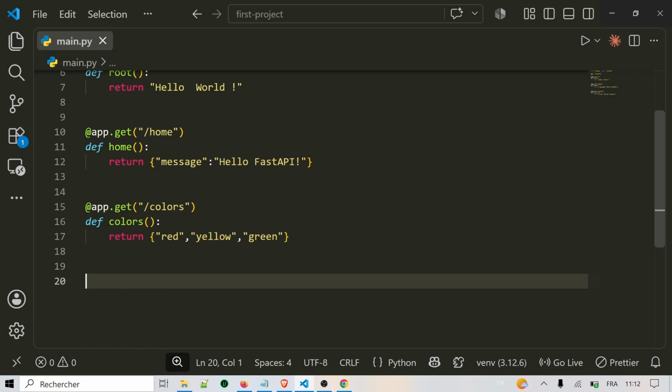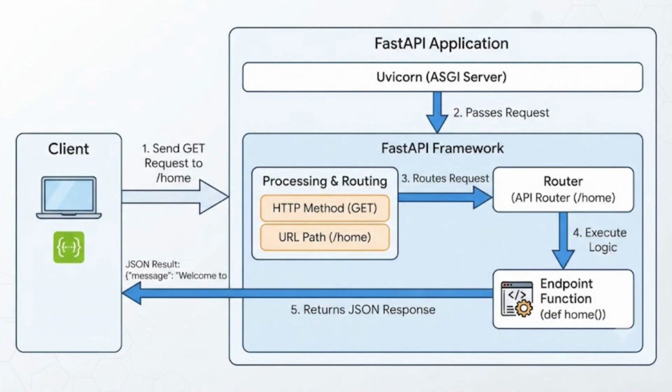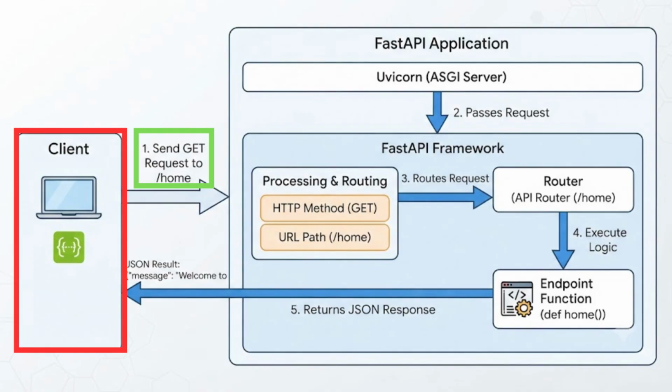And that's it. Now that we know how to create endpoints, let's take a closer look at what actually happens behind the scenes. You might be wondering, how does FastAPI know which function to execute when a request arrives? And how does it handle the entire request and response process? So here is a simplified process of what happens from sending a request until getting a response. Whenever a client sends an HTTP request, the request doesn't go directly to one of your Python functions. There are several components involved before your code is executed.